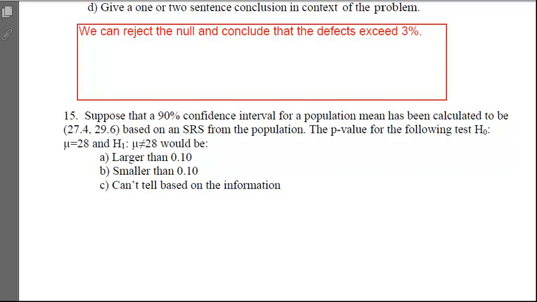The p-value for the following test would be, okay, so again, we're looking to see if 28 is included in the confidence interval or not included. So we want to decide whether our confidence interval agrees with the null or the alternative. Because 27.4 and up to 29.6 includes 28, then we say it's consistent with the null hypothesis.